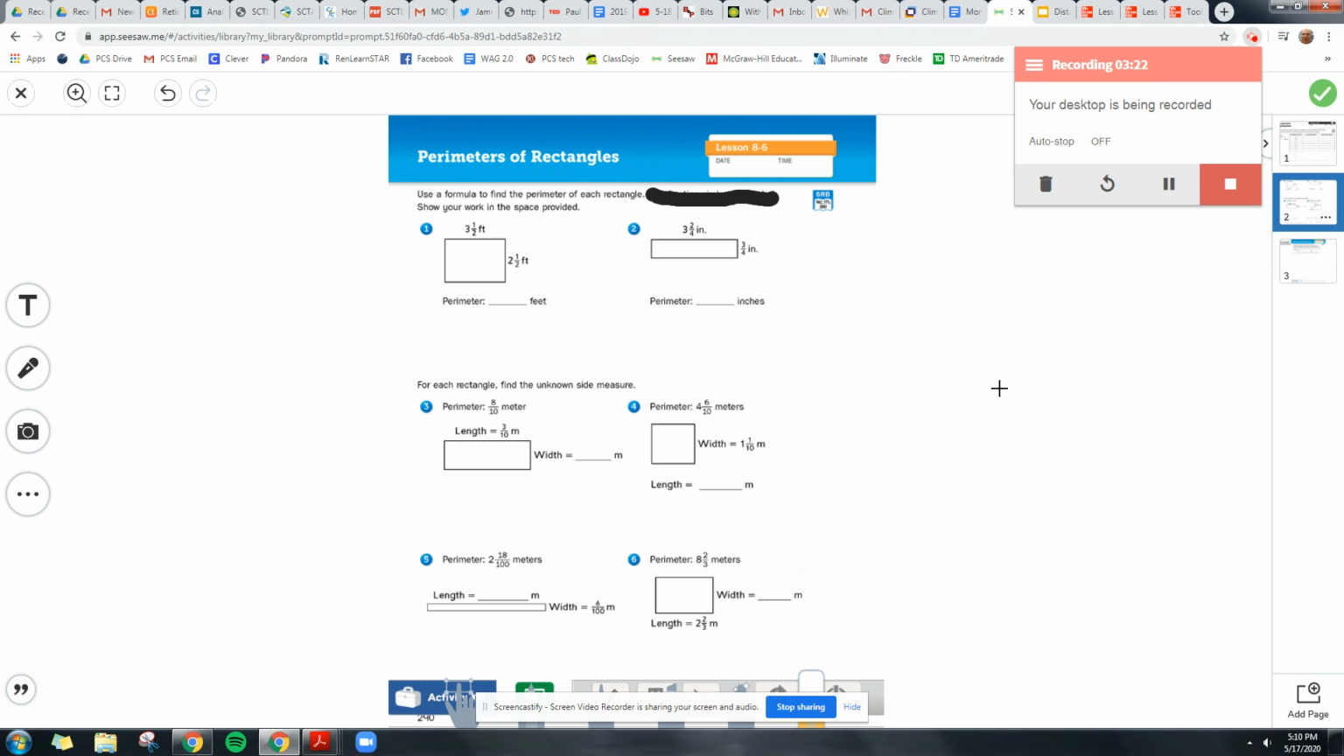Okay, for the next part of the math today, you're going to be working on page 290 in your math journal. And it says, use a formula to find the perimeter of each rectangle. Show your work in the space provided. Okay, so I'm going to go ahead and do problem 6. I'm going to do it on a page that has a little bit more space, but it's the same problem as you have. You'll be doing all the problems, and you can follow along with mine on this video and fill in for problem 6.